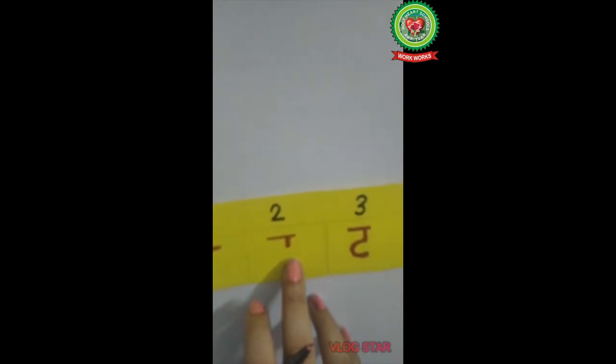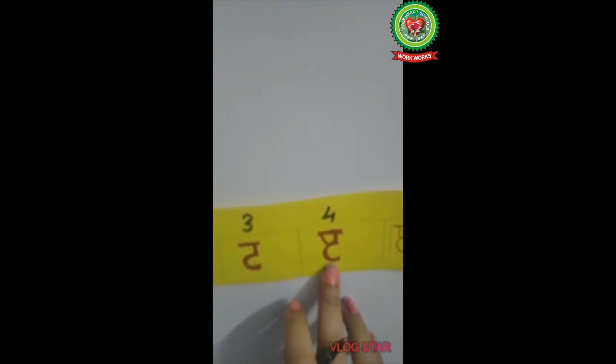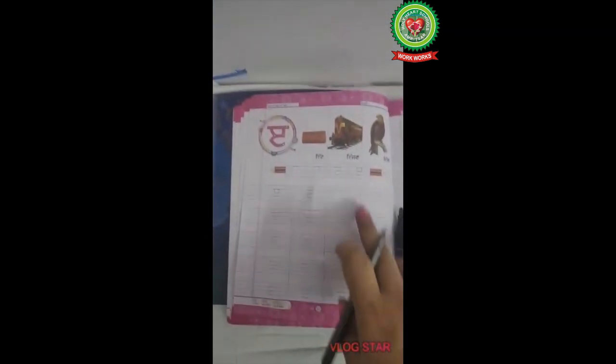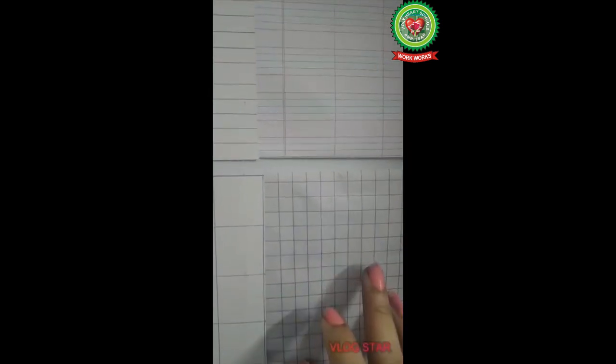First step, now your work is to finish page number 10 and you have to practice writing ED on a square line sheet.